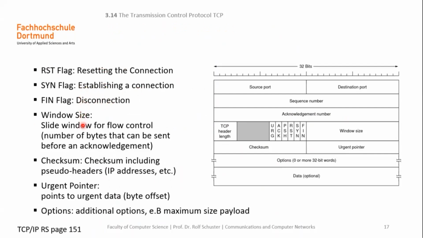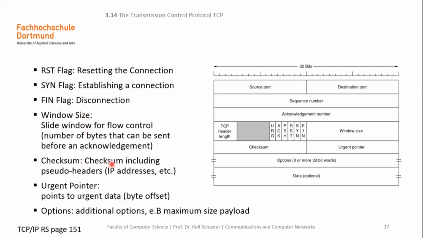The window size is in fact the sliding window for flow control. This number indicates the number of bytes that can be sent before an acknowledgement. In fact, it is the number of bytes that the receiver could receive starting from the acknowledge number sequence.